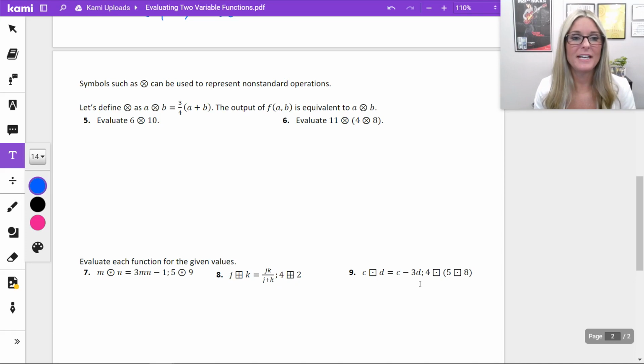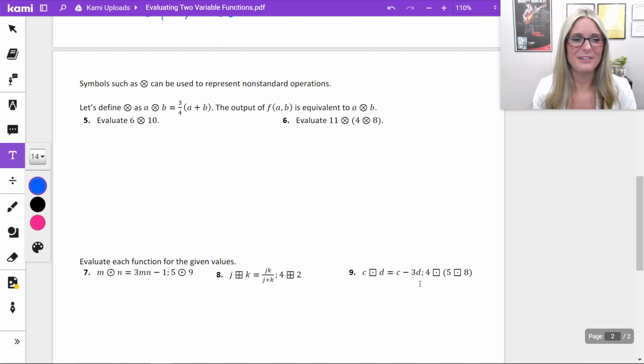On page 2, we're going to look at using symbols to represent our operations. Symbols such as that circle with the X in it can be used to represent non-standard operations. Let's define that symbol, the O with the X in it, as A operation B equals 3/4 times the quantity of A plus B. The output is going to be equivalent to that A operation B.